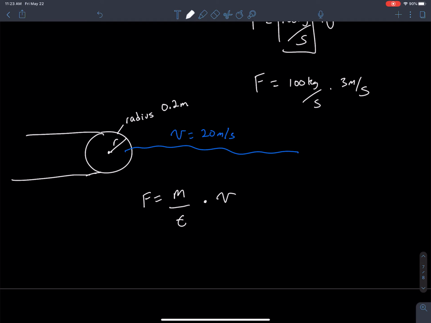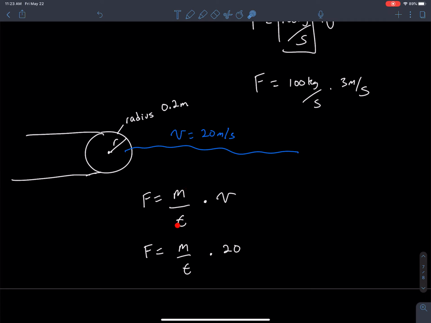We have velocity, so force is equal to M over T times 20. But then how would I use 20 meters per second and 0.2 meter radius to calculate the mass over time? The trick here is to understand how I would calculate the mass of water coming out. If I had 20 meters of water coming out every second with a hose radius of 0.2 meters, how would I calculate the kilograms of water that come out per second?